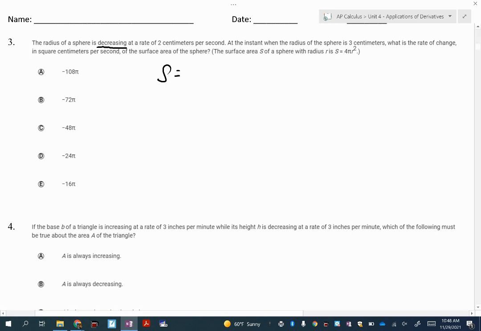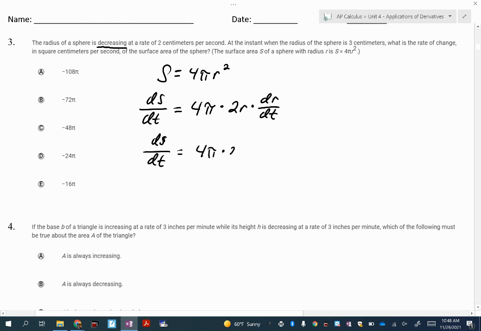So I have surface area equals 4 pi r squared, okay? And we're trying to find the rate of change in the surface area, so this is going to be dS over dt. That's what we're trying to find. Similar to what we did in the previous one, my constant 4 pi doesn't change, but then we do need to multiply by 2r, that's the derivative of r squared, and then times dr over dt. So I'm solving for that rate of change in the surface area.